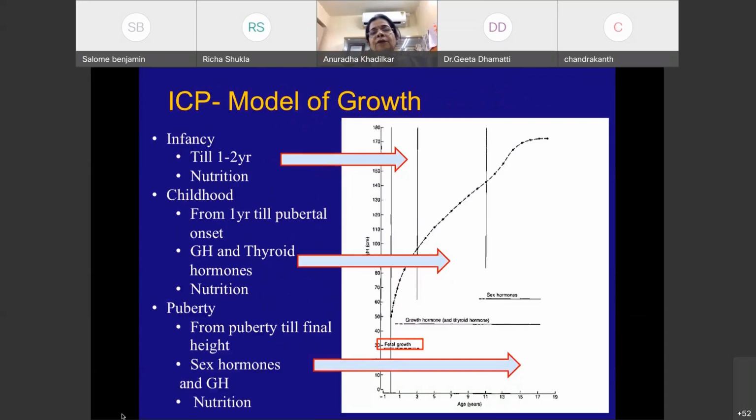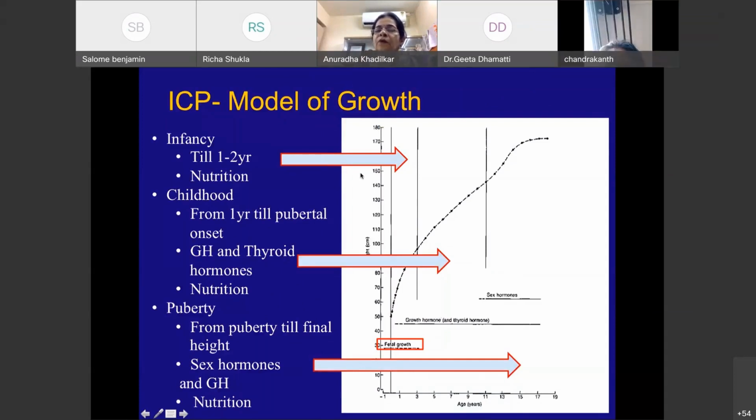Now, I showed you this slide last time. So we call it the ICP model of growth. That is the infancy, that is up to 2 years, the childhood, that is up to 9 years, a little older in boys up to 11 years, and then the puberty. So different factors are responsible for the growth in these different phases of life. Like we said last time, in infancy, it's almost entirely nutrition. In childhood, you have some hormones coming in, like growth hormone, thyroid hormone. But as you can see, here also nutrition is important.